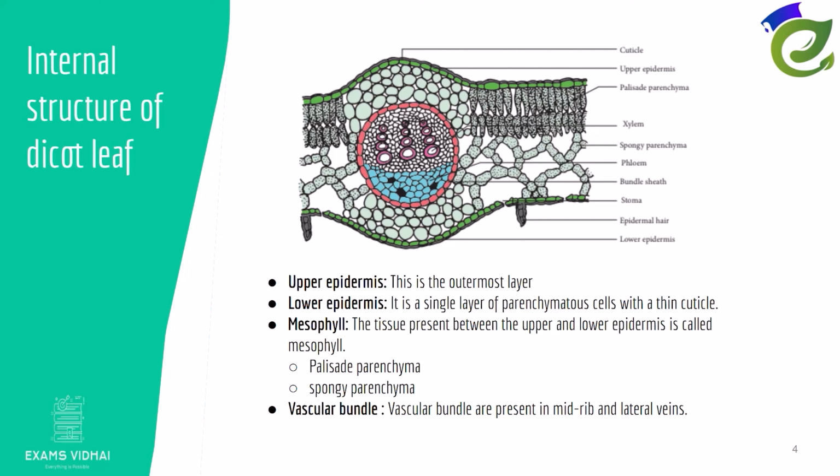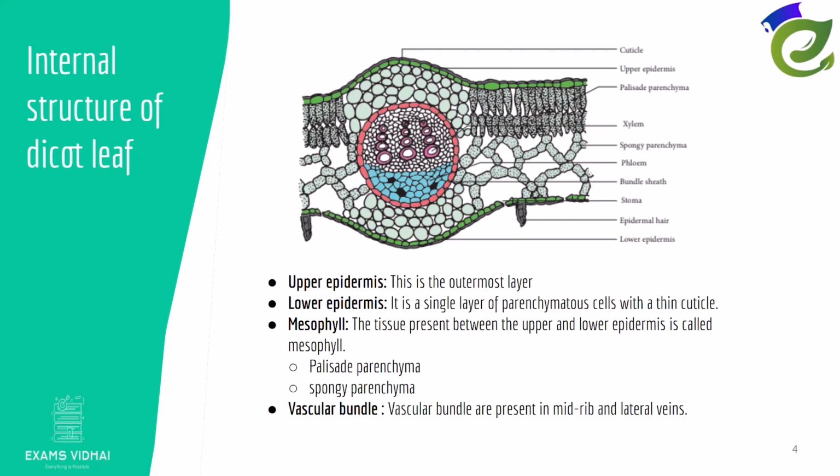Now coming to spongy parenchyma, it is found below the palisade parenchyma tissues. These cells are almost spherical or oval and are irregularly arranged. These cells have intercellular spaces and they also help in gaseous exchange.